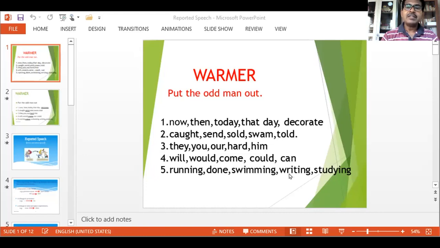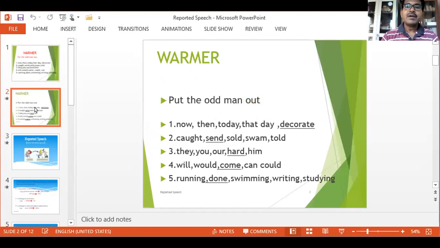Next: running, done, swimming, writing, and studying. The odd word is done because it's a past participle form of the verb. The rest are present participles. Let me show you the answers too. Look at your answers. See whether your answers are okay. Right. Now we are moving on to our lesson.